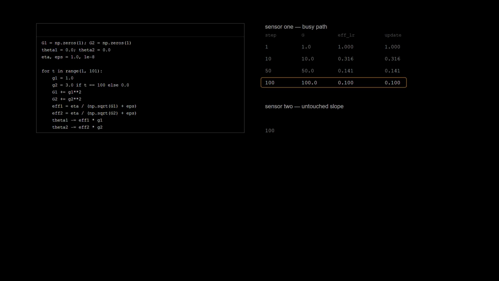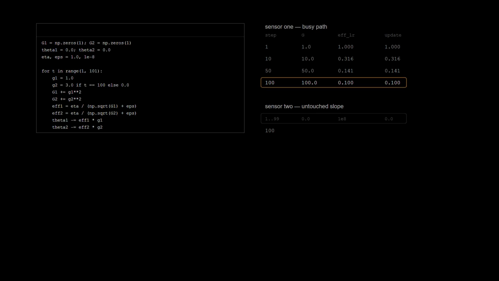Step 50. G is 50. Effective rate down further still. By step 100, G has climbed to 100, and the effective rate has shrunk to a tenth of where it started. Exactly the 1 over square root of t curve from block 6, printed out row by row instead of just claimed.